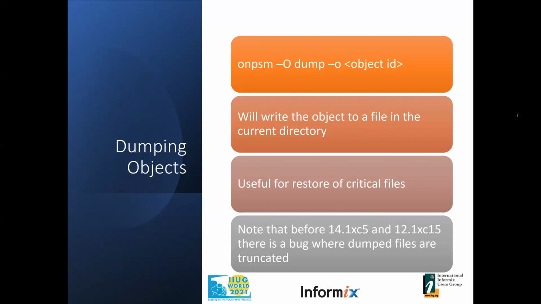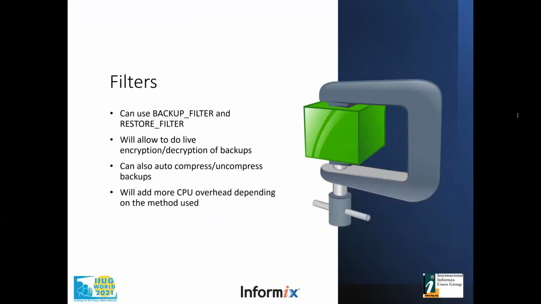I found out, and I actually found this out testing this presentation, before 14.1 XE5 and 12.1 XE15, there's a bug where certain dump files are truncated. I was trying this, dumping out the SQL host file, and realized only half of the file was there. So it is a real bug that has been patched, but just keep that in mind if you're working with dumping objects. In the real world, you probably will never use the object dump. There's better ways to manage this, but I mention it because it exists.